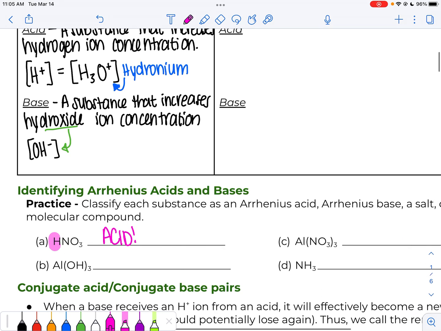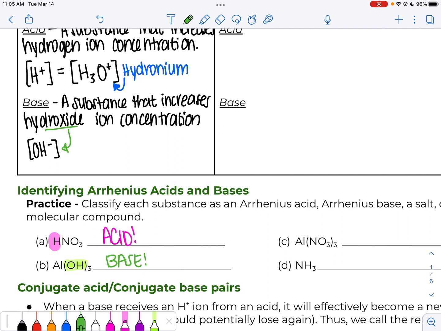All right, Ba(OH)3. Okay, so do we see any just plain old hydrogen sitting around? No. So next up might be an Arrhenius base. So according to Arrhenius, a base is something that increases hydroxide ions. And ooh, look, I've got some hydroxides right there. So this must be an Arrhenius base. When this thing dissociates in water, it's going to increase the concentration of hydroxide.